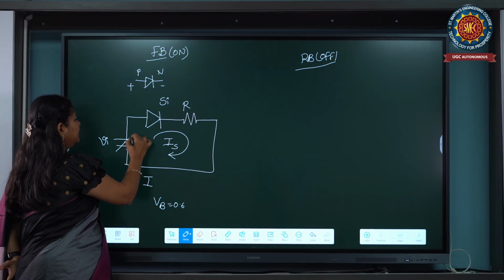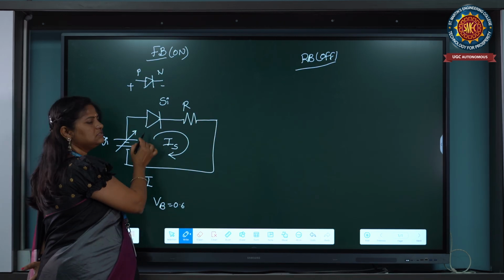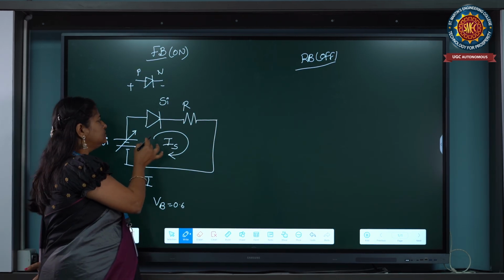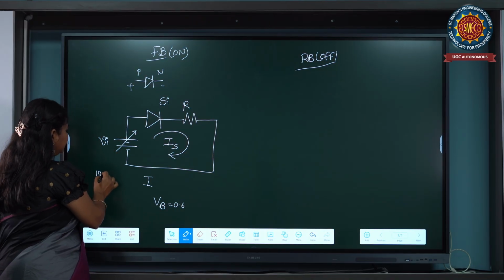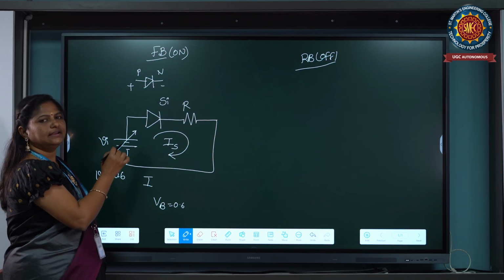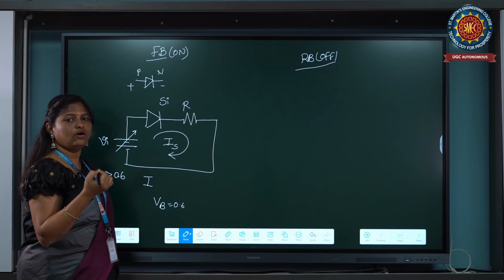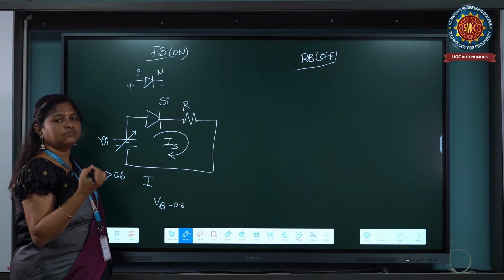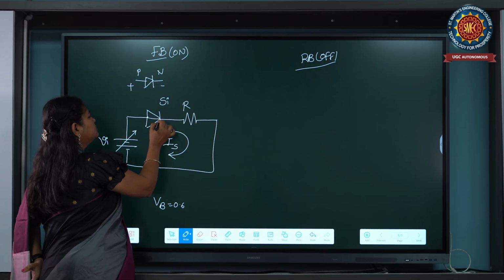So we vary the input voltage until we get 0.6 volts. Until then there is no flow of current in the diode. Whenever Vi is greater than 0.6 volts, the diode starts conducting and operates in forward bias like an on switch, and the maximum current flows through the diode. Then it acts like a closed switch.